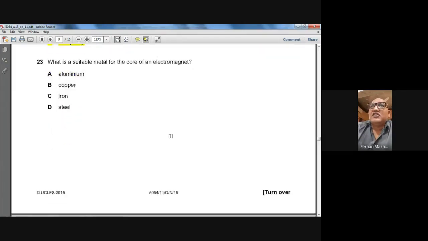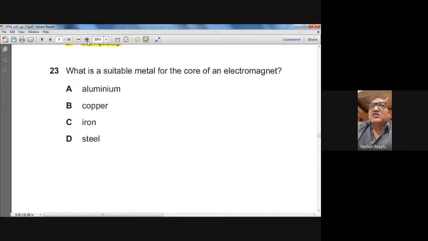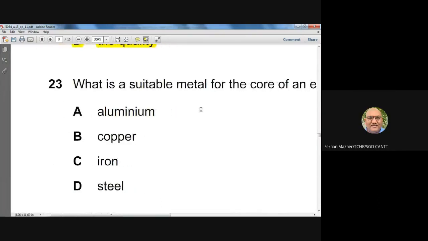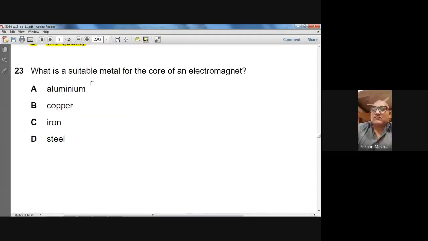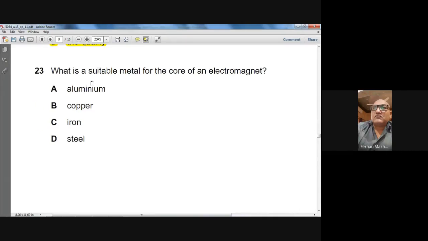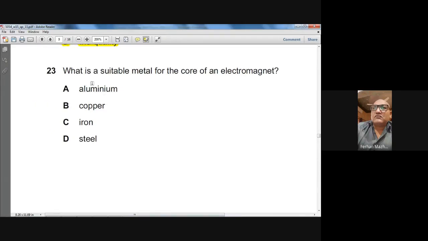So now on your screen, we have question number 23. Let me increase the size. What is a suitable metal for the core of an electromagnet? The core of the electromagnet is always made of soft iron. So C is the choice. Question number 23, C is the right choice.